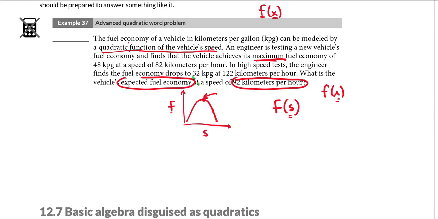So this point right here, that point right there, they tell us in the question is 82. That's the speed. Okay, so that's the x value, and 48. All right, so this is kilometers per hour, and this is kilometers per gallon. That is the maximum point. They tell us that in the question. And now, folks, just like we did on the previous question, we can write this.